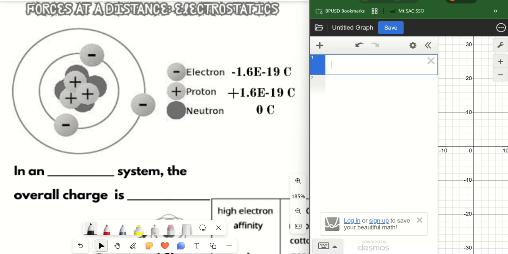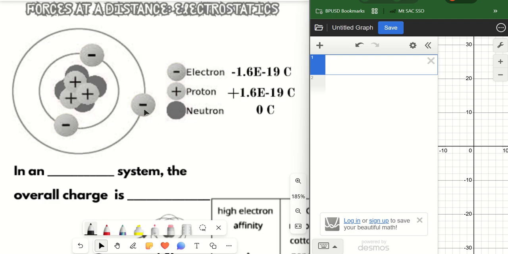In this video, we're going to look at some worked examples for electrostatics, and this is going to be in our unit for forces at a distance. As you can see in this image, we have the picture of an atom. Inside the nucleus, we have our protons and our neutrons. Each proton contains the fundamental charge of 1.6 times 10 to the negative 19. Remember, whenever we have this E, this is exponential notation. So this is positive 1.6 times 10 raised to the exponent of negative 19.